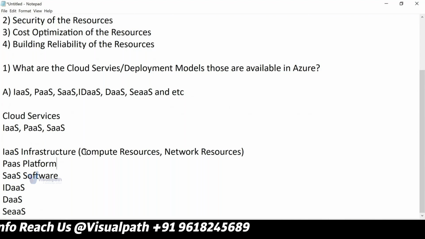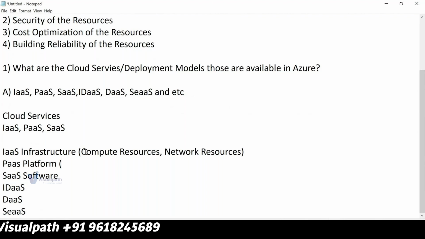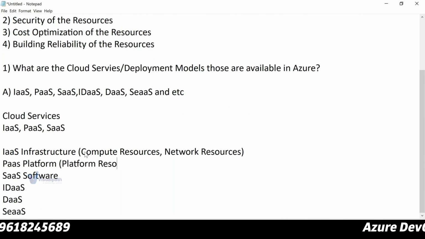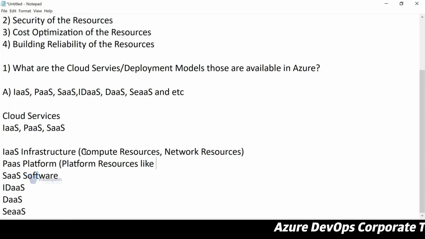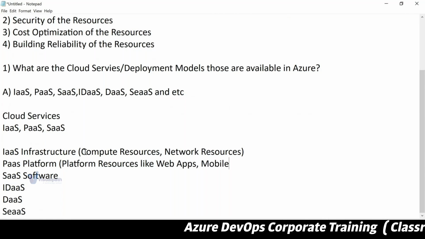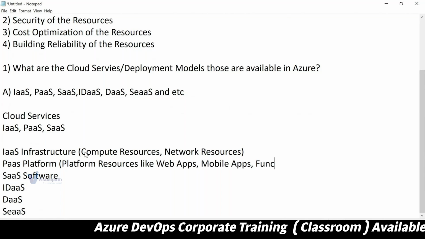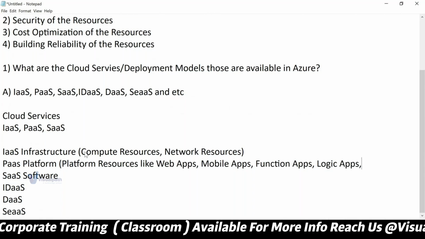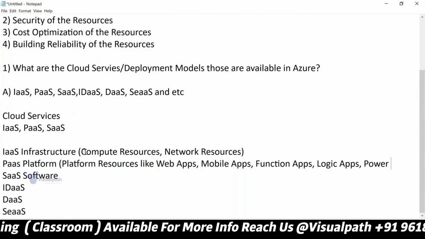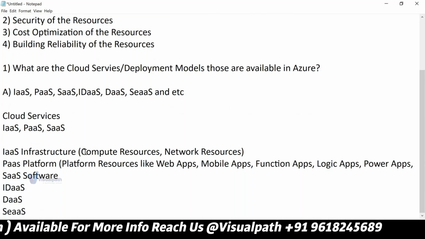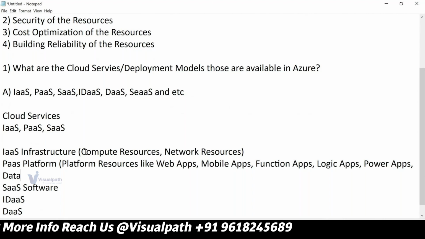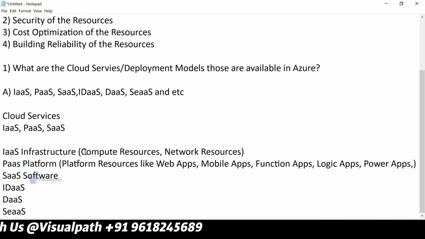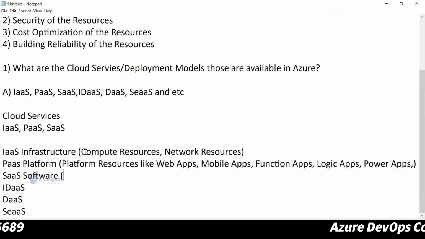In the case of platform as a service, you will be dealing with the platform resources, like web apps, mobile apps, function apps, logic apps, power apps, and database. Sorry, database won't come under this. These are examples only, not limited. In the case of SaaS, software as a service, you'll be discussing O365 majorly.